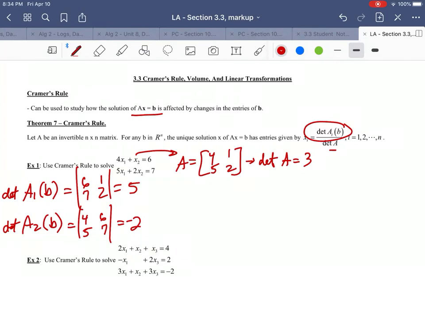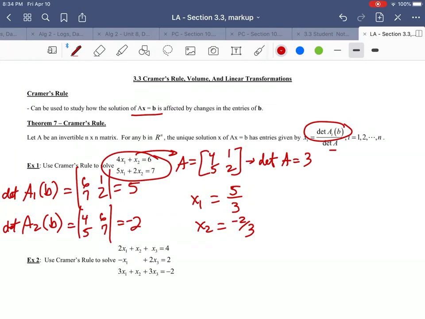All right. So what you do with those is you take each one and put it over the regular determinant. So if you want x1, you take the answer where you replace the first column with the answer 6, 7, and you take that answer 5 and put it over 3. That is the answer for x1. And for x2, you would do the same thing, but you take negative 2 and put it over 3. So that is the solution to this system of equations right here.